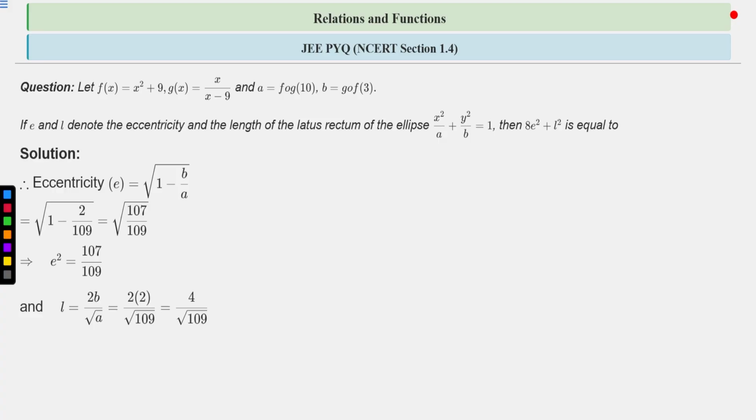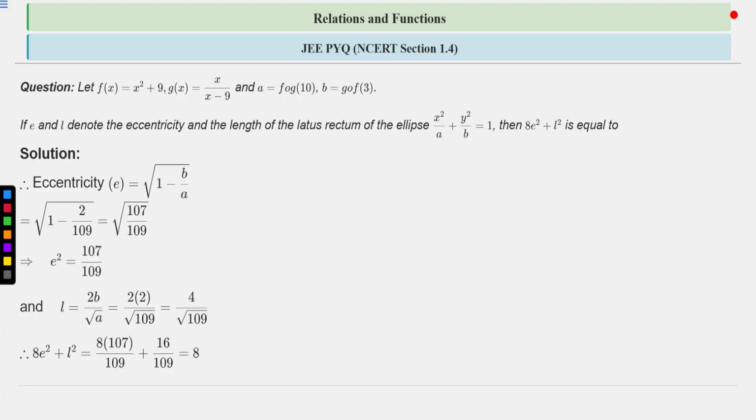And the length of the latus rectum L will be, what is the length of the latus rectum? 2b square upon a. So b square is equal to small b here, and capital A is equal to root of small a. So you can write the length of the latus rectum L is equal to 2 times 2 upon root over 109, which after solving you will get 4 upon root over 109. Clear?